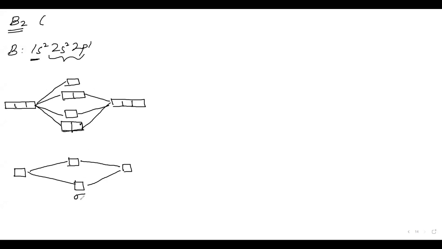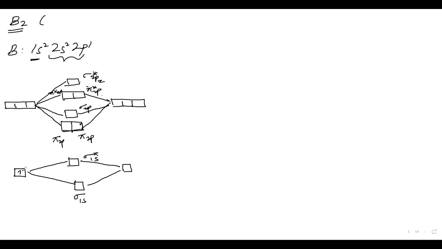Now, this is sigma 1s. This is sigma star 1s. This is pi 2p, this is pi 2p. You can write x and y, whatever you want. This is sigma 2pz. This is pi star 2p, also pi star 2p. This is sigma star 2pz.